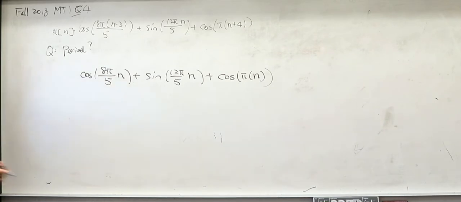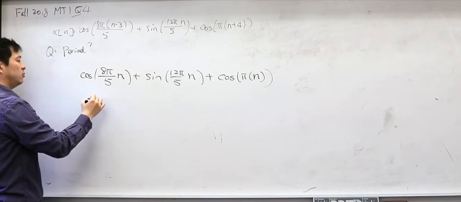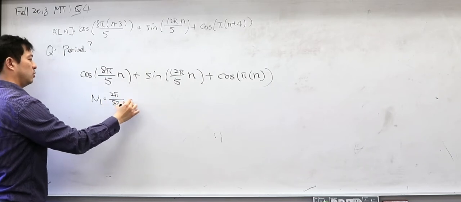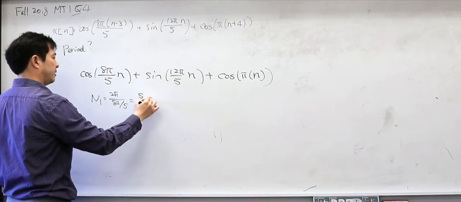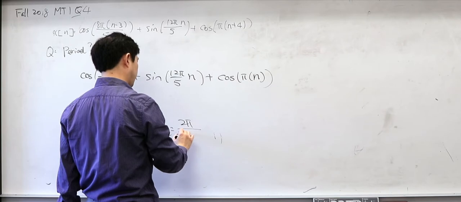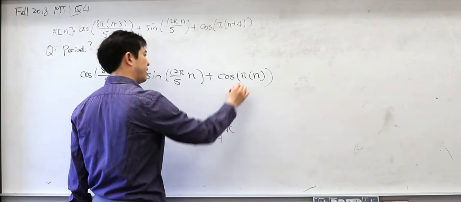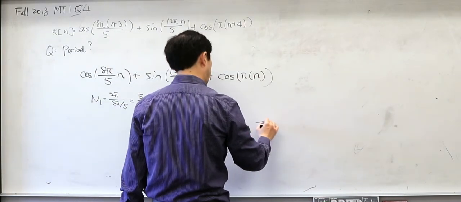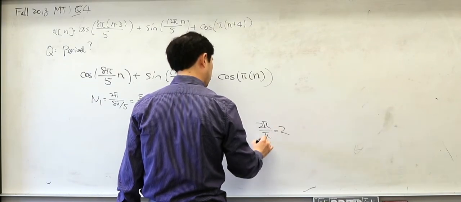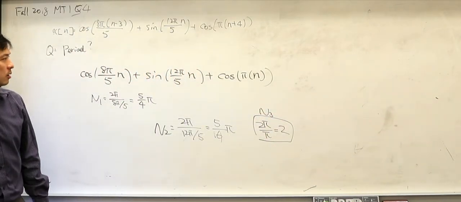So for this question, how do we solve this? We find the period of the first one, which is 2 pi divided by 8 pi over 5, which is 4 over 5 pi. And we get the second period, which is 2 pi divided by 12 pi over 5, which is 6 over 5 pi. And finally, this one is 2 pi divided by pi, which gives you 2. And 3. But the other periods don't have pi because the pi's cancel out.